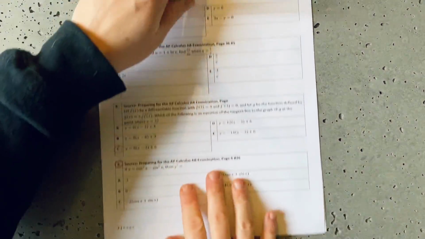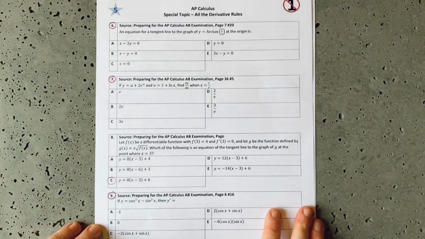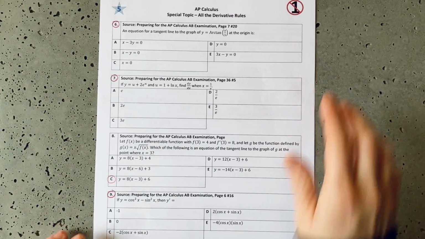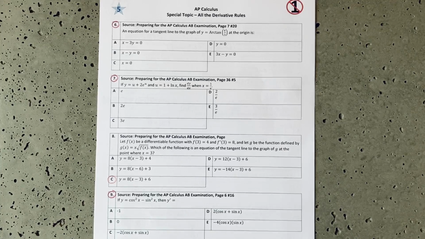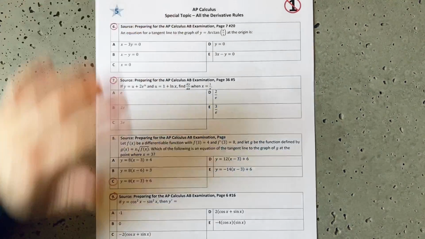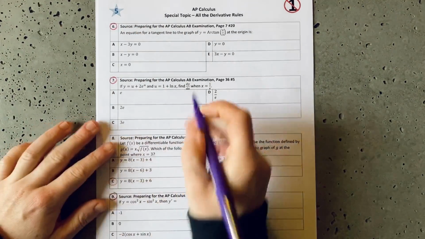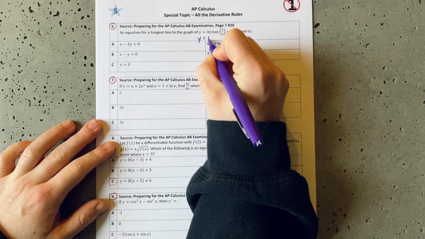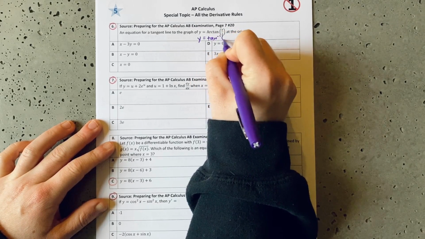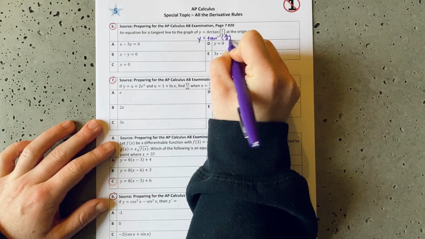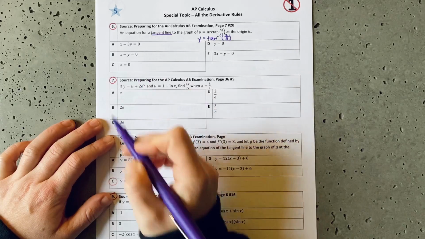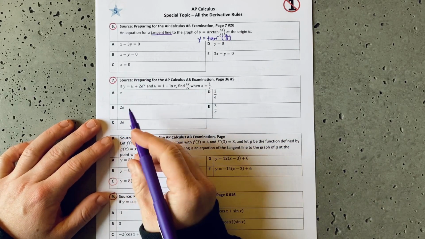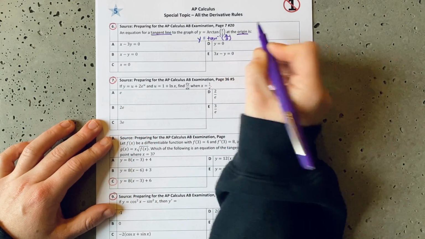Number 6. Number 6, we have arctan. Arctan just means inverse tangent. So I'm going to write it how I like to see it and think about it. I'm going to actually write tan negative 1, inverse tan. So y equals tan negative 1 of x over 3. Cool. This says find an equation for the tangent line. So we're going to need to write an equation for the tangent line at the origin.